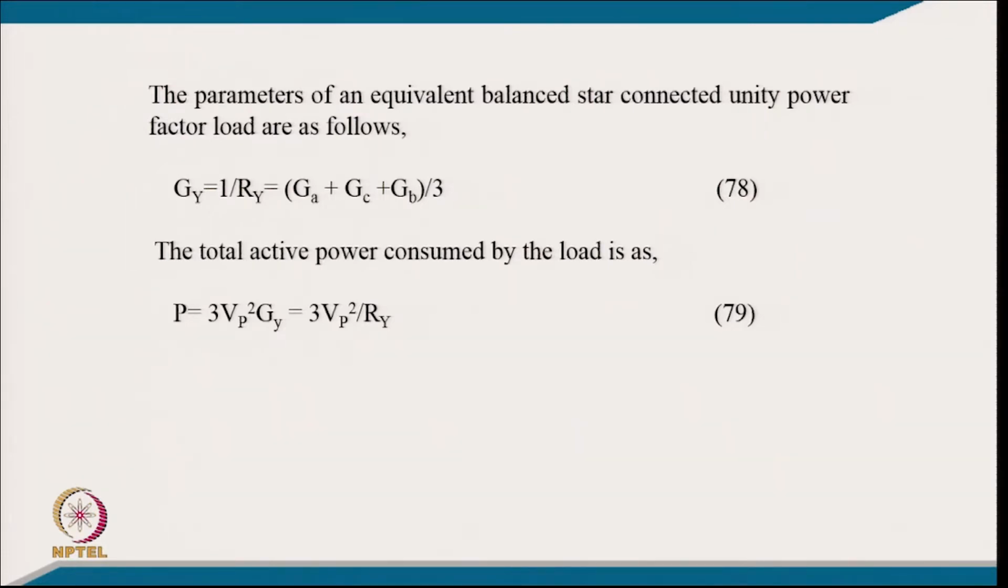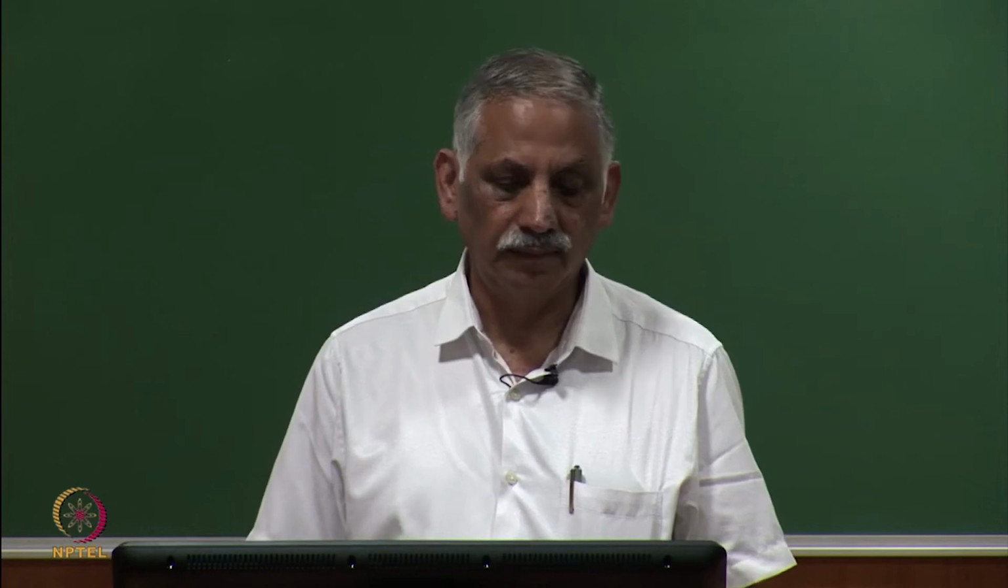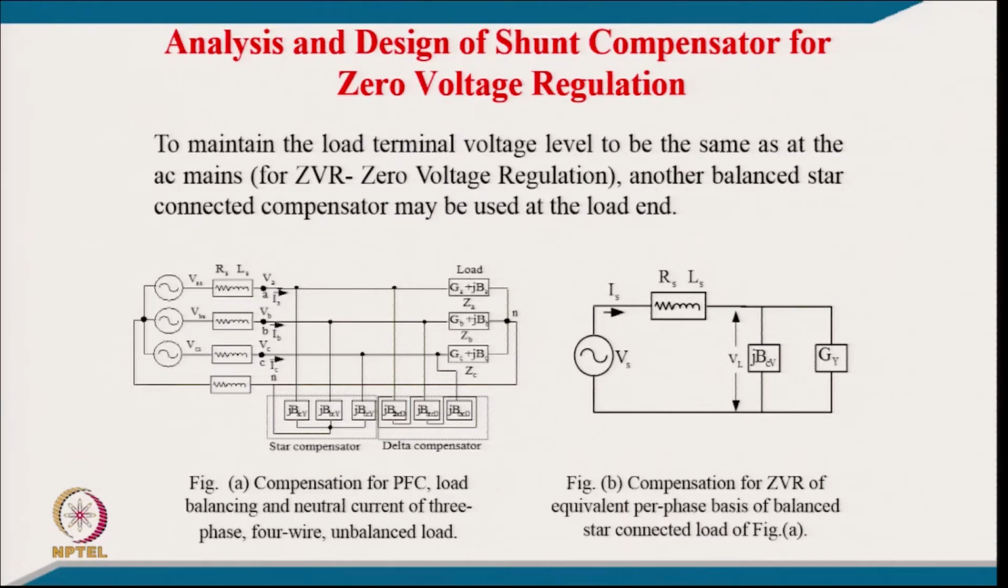So, that is the power consumed by the total load, maybe an unbalanced load or even a single phase load or 2 phase load. All conditions of 3 phase 4 wire can be covered under these solutions. Now we have to extend this analysis to the design of the shunt compensator for 0 voltage regulation, because in the previous section we considered it only for the unity power factor condition. For 0 voltage regulation, to maintain the load terminal voltage the same as the AC mains voltage, another balanced star connected compensator may be used at the load end.